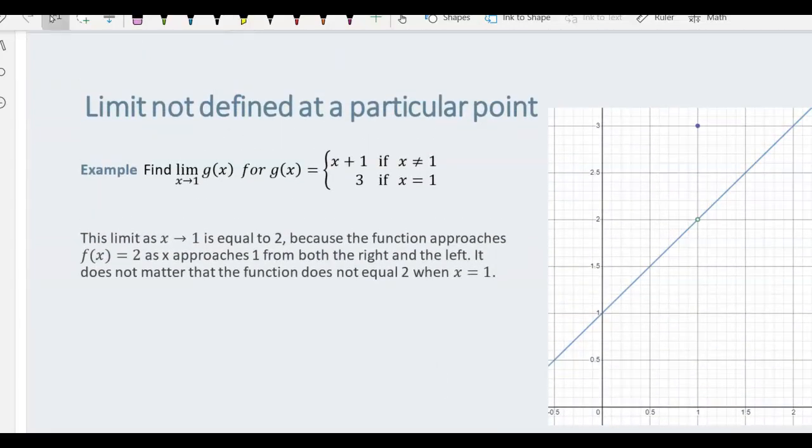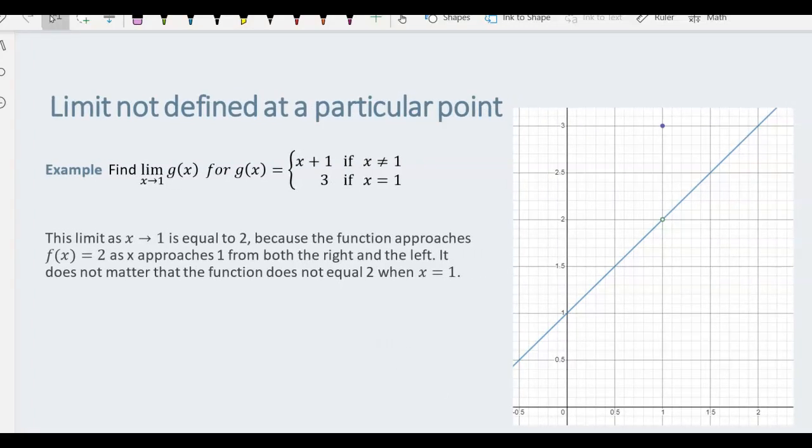In this example, we are looking at a piecewise function, and we want to know what the limit is as x approaches 1. From the left-hand side, we are approaching the output value of 2. From the right-hand side, we are approaching the output value of 2. And so we can say that the limit is equal to 2, even though the function is not defined there. I think we had an example like this in the last section as well. So even if the function is not defined at a particular point, if the left and the right-hand limits are equal, then we can say that that's the limit overall.